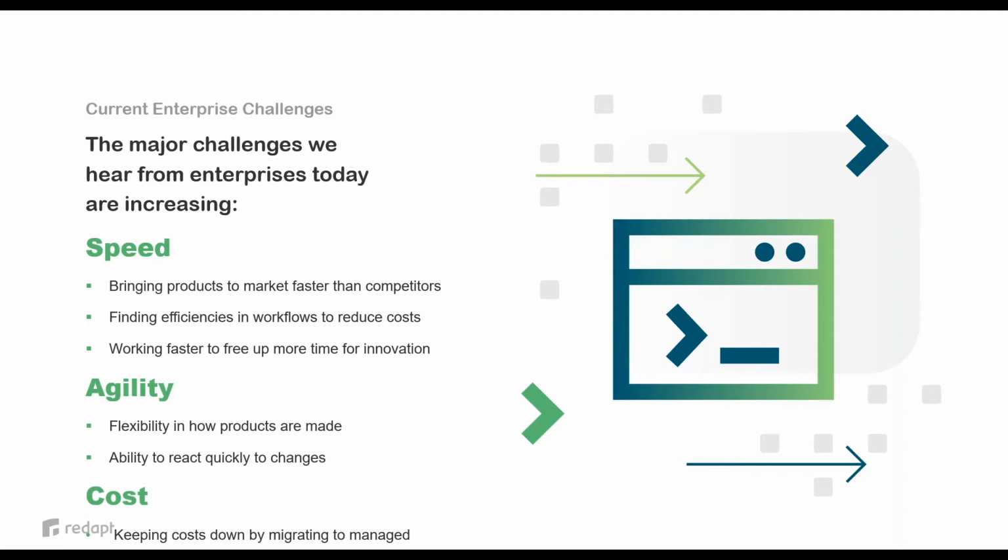The second thing, agility. Flexibility in how products are made and the ability to react quickly to changes across all the projects and engagements that we do. We definitely shoot for agility. It's not going to be more of a waterfall kind of model.